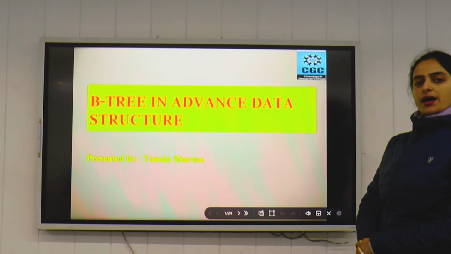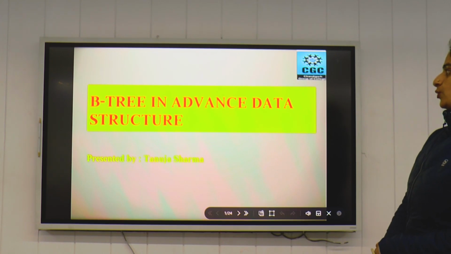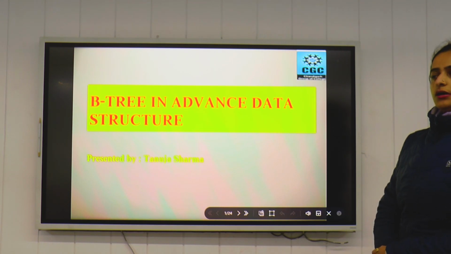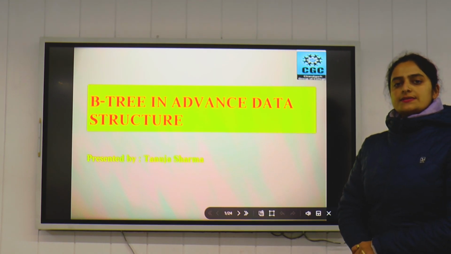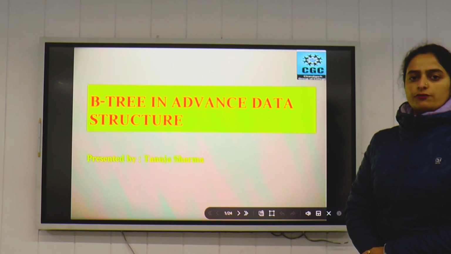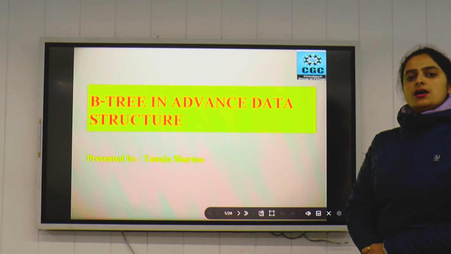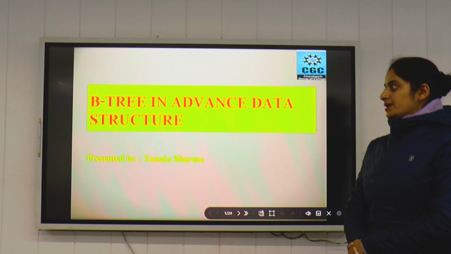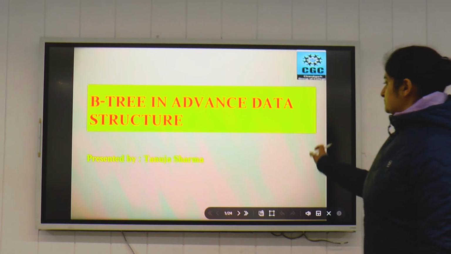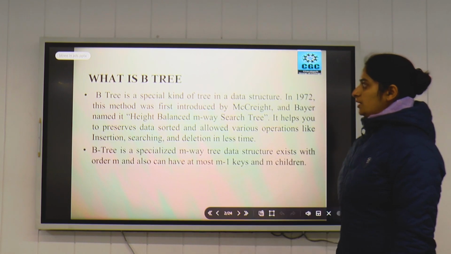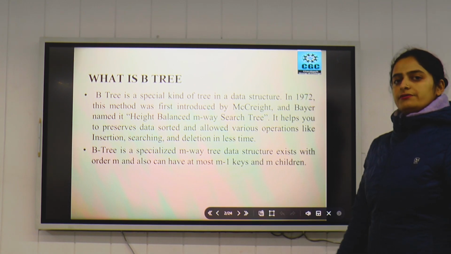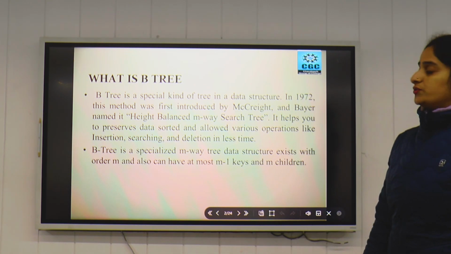I am presenting my topic today on B-tree in advanced data structures. As we know, this is a very good approach if you would like efficient utilization of memory, or rather if I would like to sort the data efficiently, this approach helps a lot. Let us start, beginning with a basic introduction about B-tree.